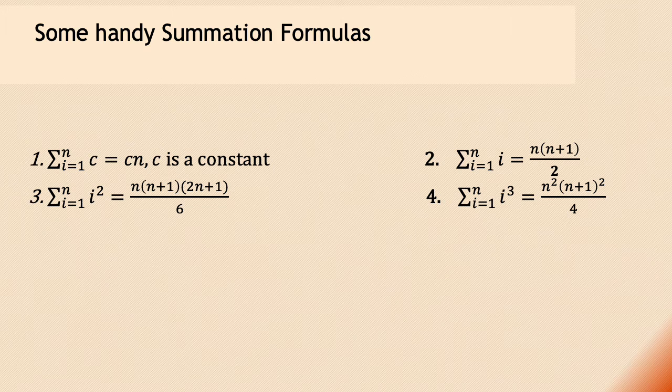Formula number 2 is if you want to add up the first n numbers, 1 plus 2 plus 3 plus 4, etc. There's a shortcut formula for that, n times n plus 1 all over 2. If you want to add up the squares of the first n numbers, 1 squared plus 2 squared plus 3 squared and so on. And formula 4, what if you want to add up the cubes of the first n numbers? So 1 cubed plus 2 cubed plus 3 cubed and so on. There's a handy dandy little formula for that.